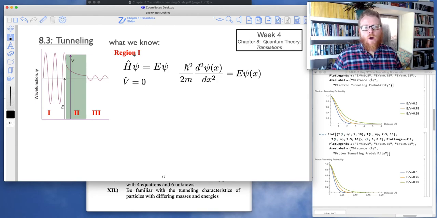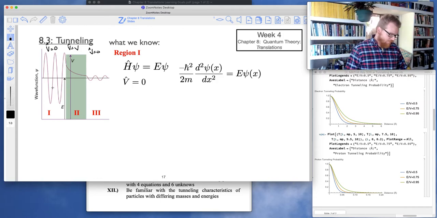Okay, so what we know in region 1, we always know the Schrödinger equation, H psi equals E psi. We've also established that in region 1 and 3, the potential energy is 0. And in region 2, the potential energy has some constant value, okay? But is not infinitely large.